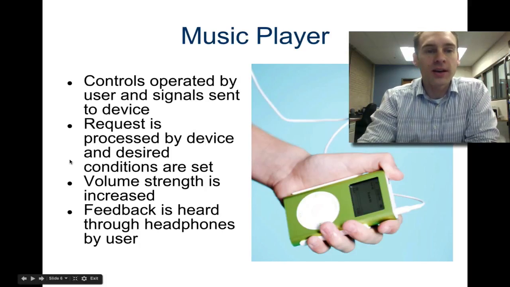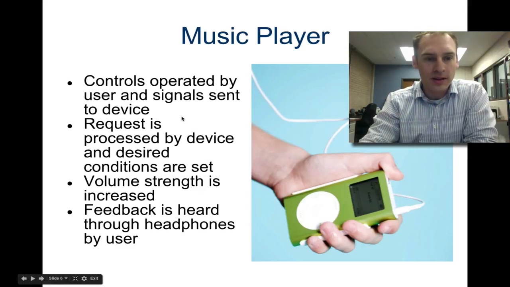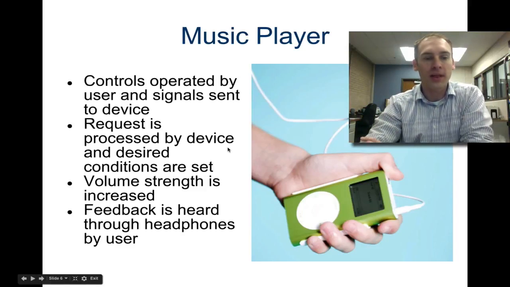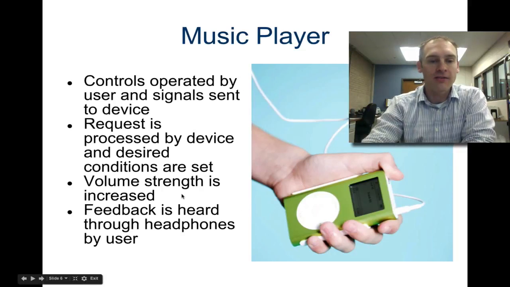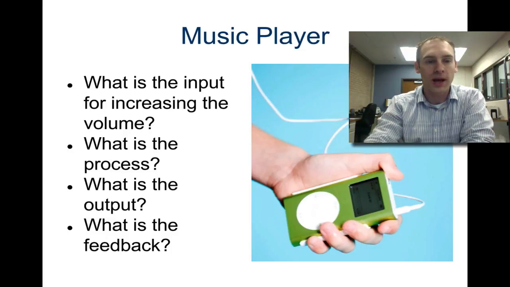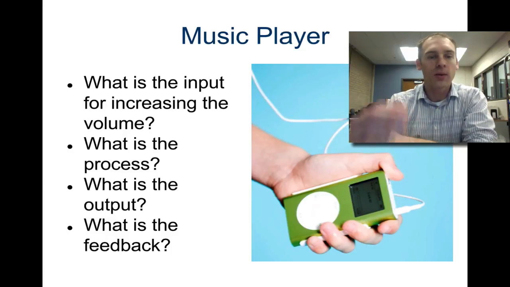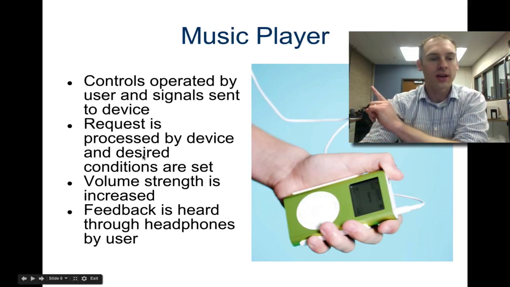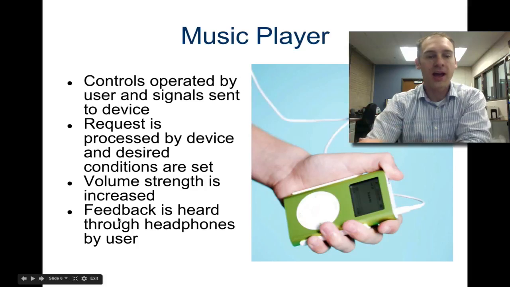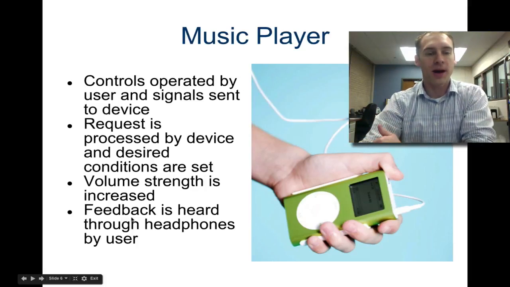So the controls operated by the user and signals sent to the device, that's the input. Request is processed by the device and desired conditions are set. And the volume strength is increased. That is the output. So I went back a slide here. We have input, process, output, feedback. So here's our input, here's our process, here is our output, and this here is our feedback.